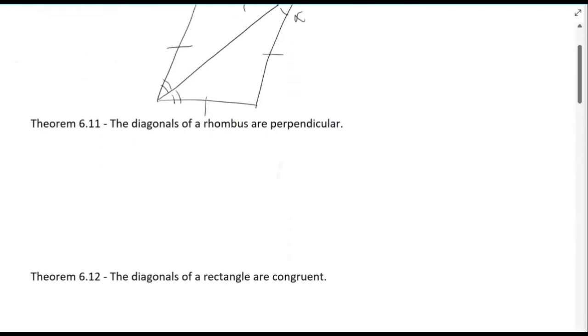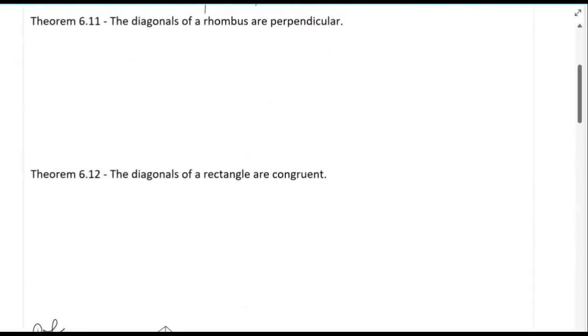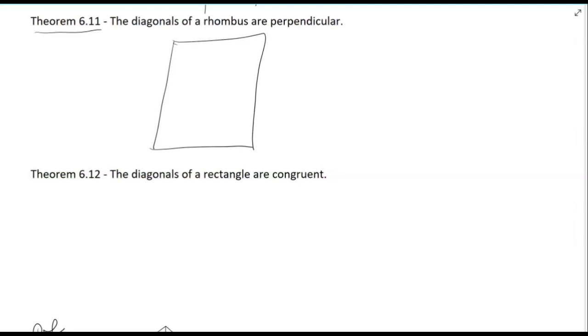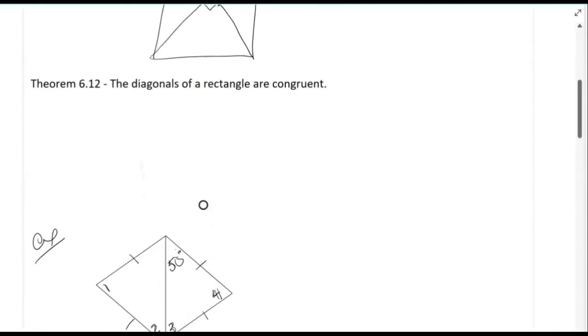Okay. The next one, the diagonals of a rhombus are perpendicular. So you're going to get good at drawing your tilted squares here. And if you do a half decent job, then you're going to see a right angle form between the diagonals. So the diagonals of a rhombus are perpendicular, meaning they all have 90 degrees. All right, keep moving on.